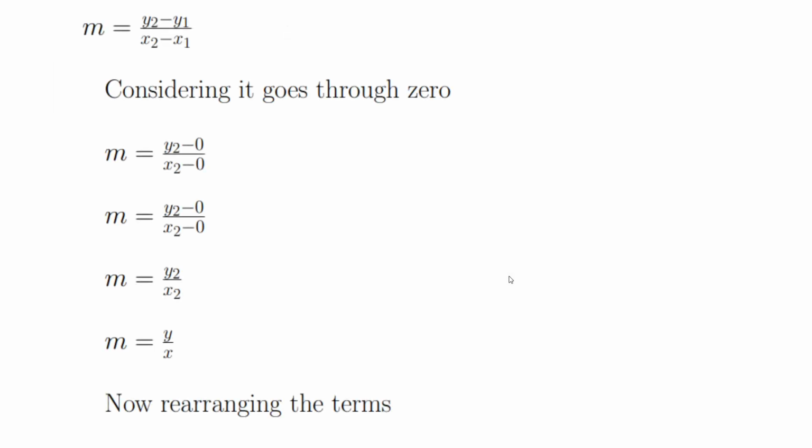So where do we get this equation for y over x? Well, we start with the difference in y over the difference in x, which is also the rise over run. And since it goes through 0, we can just state that x1 and y1 are both 0, right? Because that's the origin point. And so we have y2 minus 0, which is just y2, divided by x2 minus 0, which is just x2. So we're left with y2 over x2 and m equals y over x. And so from there, we can get the equation of y equals mx.